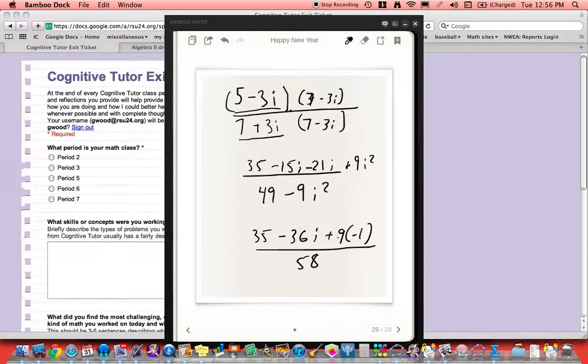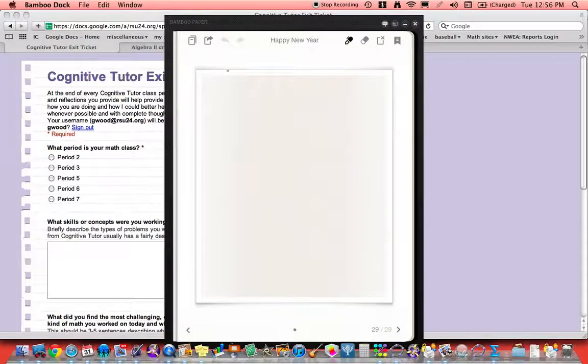35 minus 9 is 26. And I am nearly done, except they're all even, so I could simplify it as such. I could do 13 over 29 minus 18i over 29, or 18 over 29i. That didn't work out neatly, but that's how we divide complex numbers. That's it. That's all I'm going to do for right now.